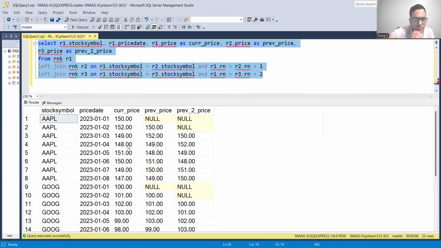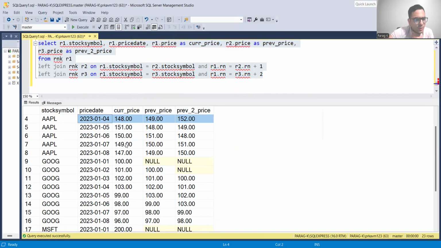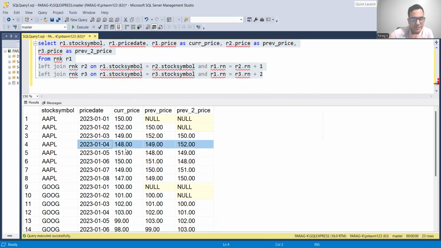Yeah. So observe one thing, what has happened here. So 2023-01-04, 148, 149, 152. So basically these 3 have happened here, okay? Now the question has probably been solved completely because our objective was to have 3 different prices from 3 different comparisons, okay?